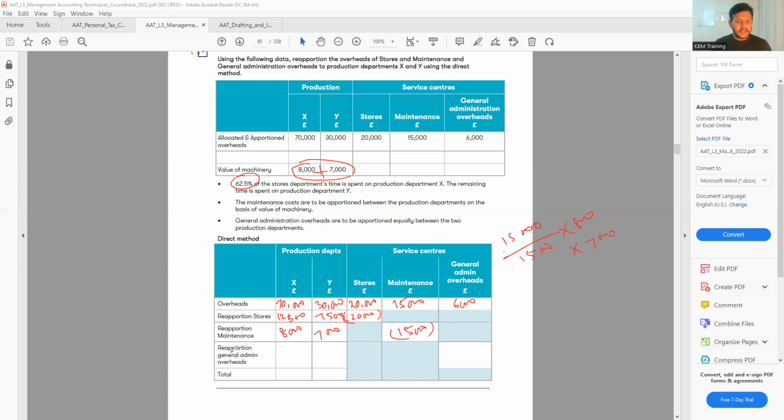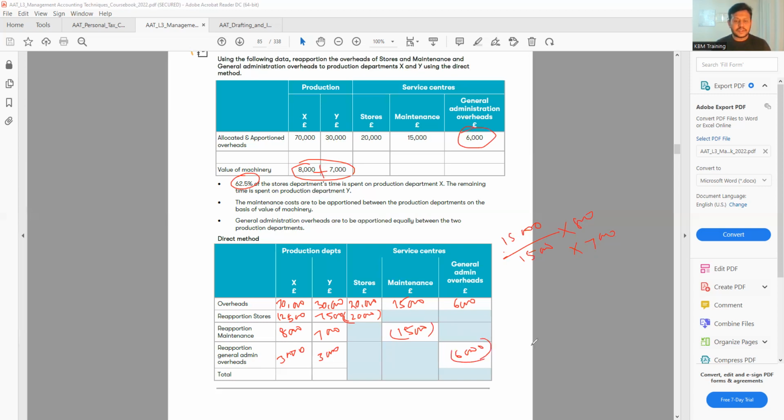And finally, you have a rear portion of the general admin. So it's equally 6,000, you have to make equal. Equal means 3,000, 3,000. And 6,000 is also gone.